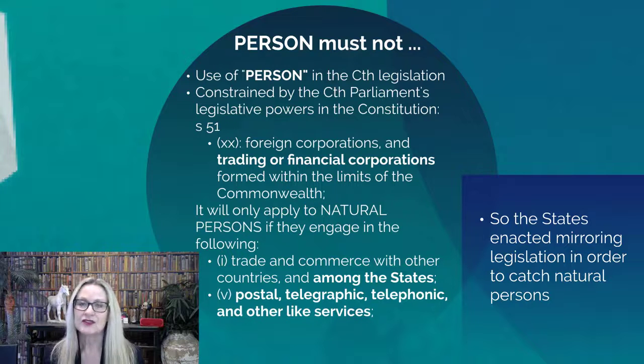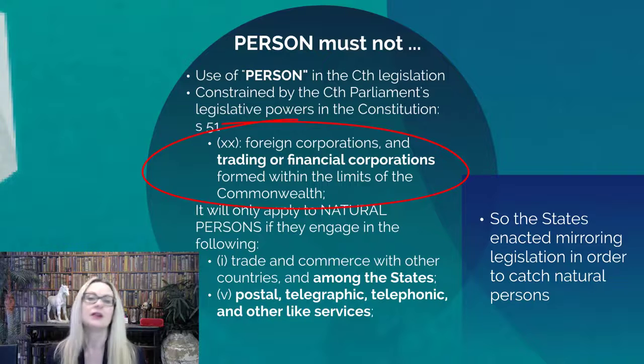In contrast, the states have a very broad-based legislative power. They can pretty much legislate about anything that happens within their jurisdiction. So because the Commonwealth's power is constrained in this way, the legislation was drafted to rely principally on Section 51 sub 20, it's the little Roman 20, 2 X's, and that head of legislative power relates to foreign corporations, and here's the big ticket one, trading or financial corporations formed within the limits of the Commonwealth.